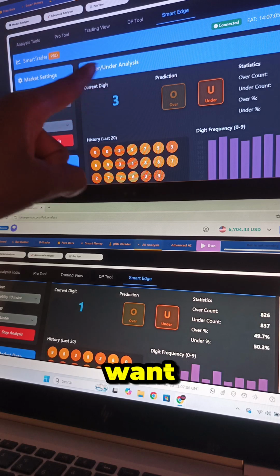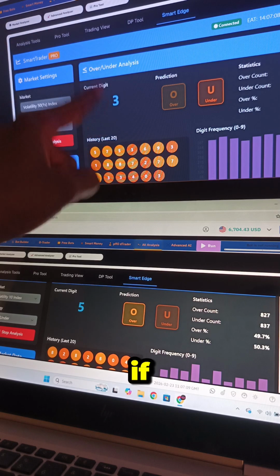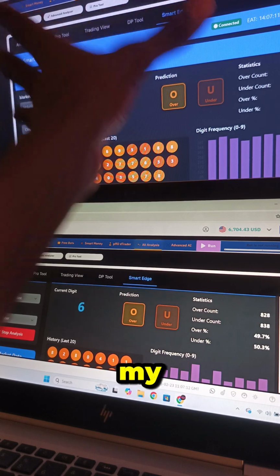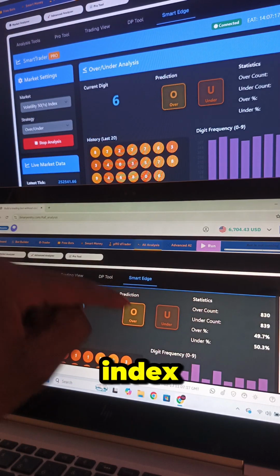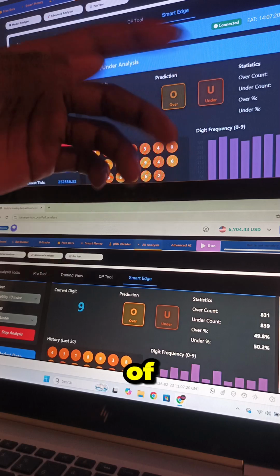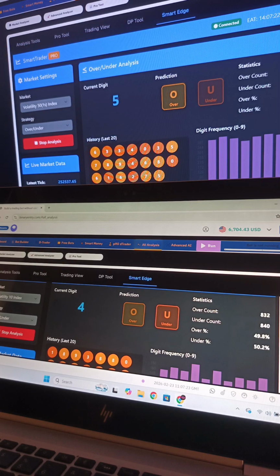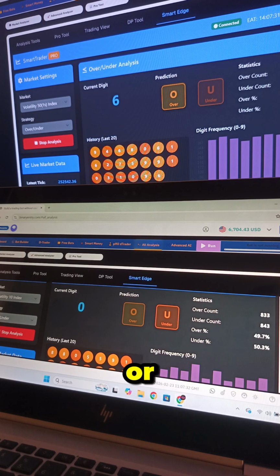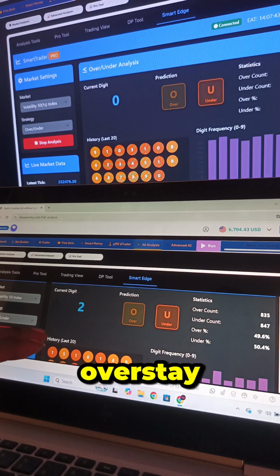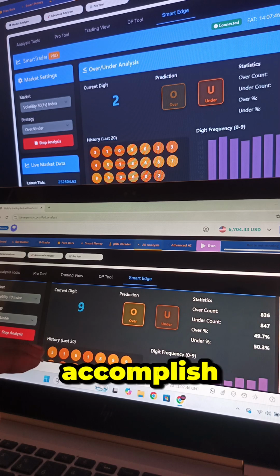Basically, let's say I want to take 10 trades on my 1S market, and you want to take 10 trades on your index market. I'll get out of the market ahead of you, within a short period of time, so the market will not fluctuate the digit against my trades. That results in a safer position for me than for you, who has to overstay in the market to accomplish your 10 trades.